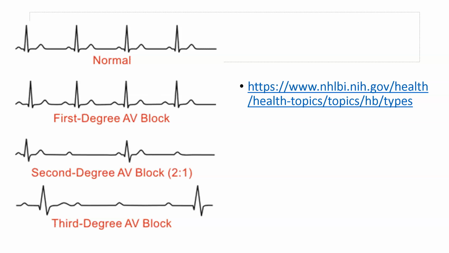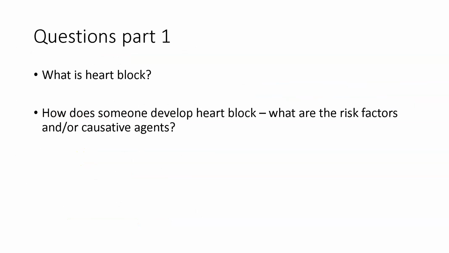You can see here that this is also an irregular heartbeat. A normal one looks like this, and then there are also irregular heartbeats known as heart blocks. There's first degree, second degree, and even third degree. You can see here that the heart is actually not beating. It's charging up to beat, but it doesn't beat. So that's questions part one. I want you to define: what is heart block, and how does someone develop heart block? Sometimes there are risk factors, but sometimes there are also causative agents like drugs or medications. I want you to look that up for questions part one.